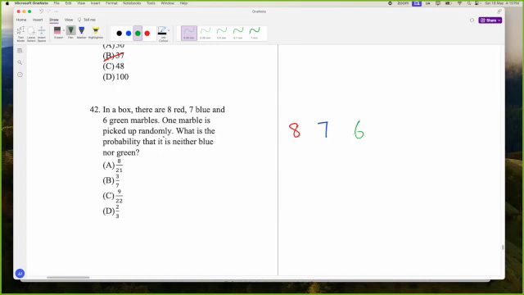One marble is picked randomly. What is the probability that it is neither blue nor red? Well, if it's not blue or red, they're asking you what is the probability that it is not blue or red. So that is pretty much asking you, what's the probability that you get a green one?